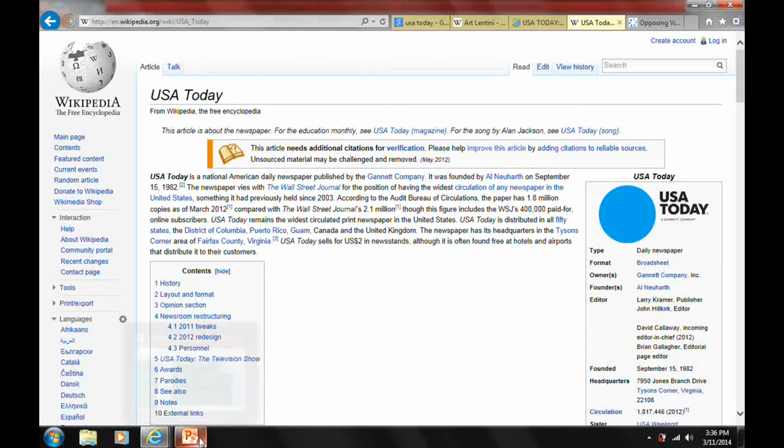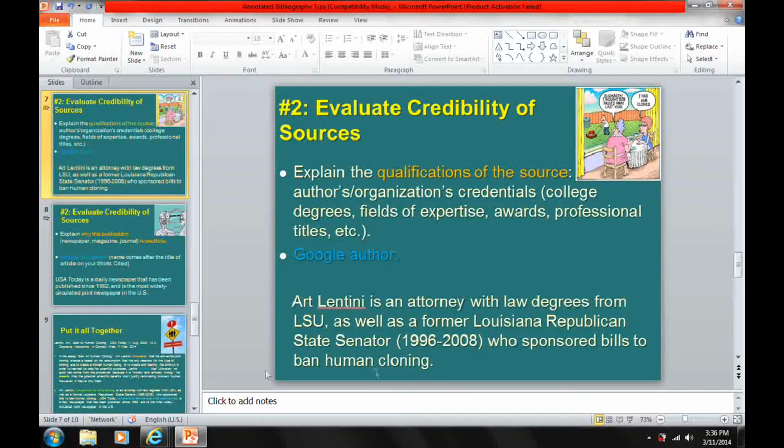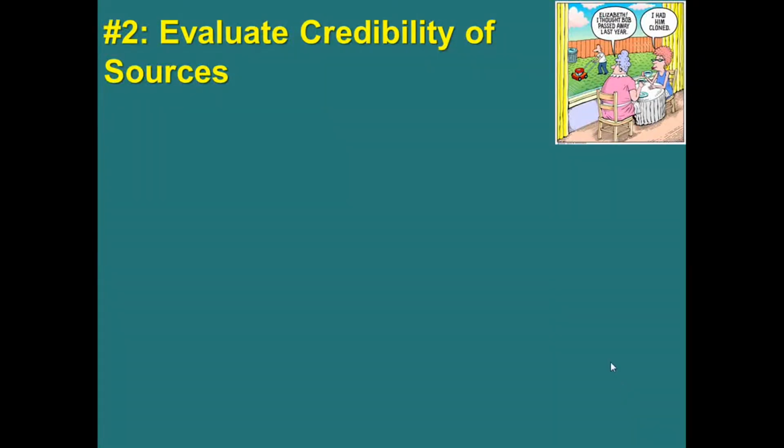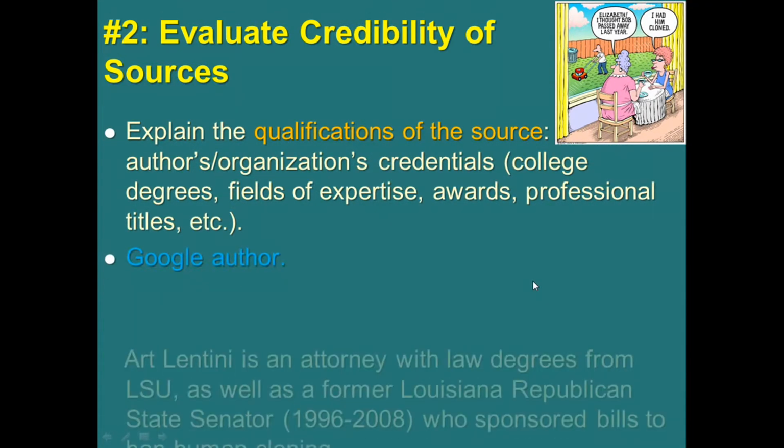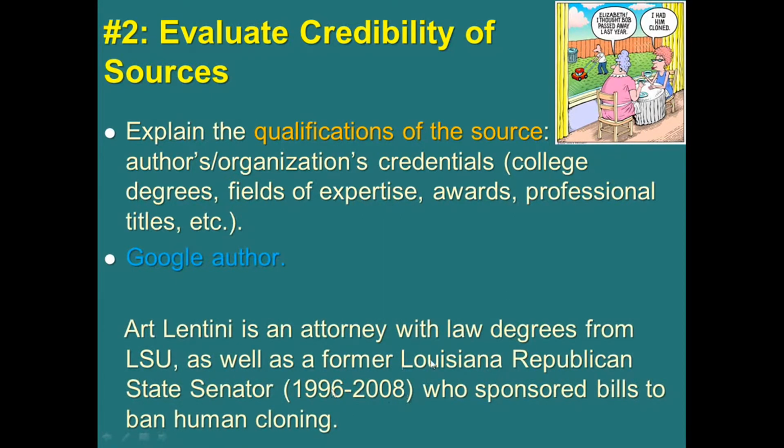So if we go back to our discussion of credibility, we can put this information together. So we've looked up Art Lentini, and we can say something like this. Art Lentini is an attorney with law degrees from LSU, that's Louisiana State University, by the way, as well as a former Louisiana Republican state senator, and we've got the dates that he was the senator, who sponsored bills to ban human cloning.